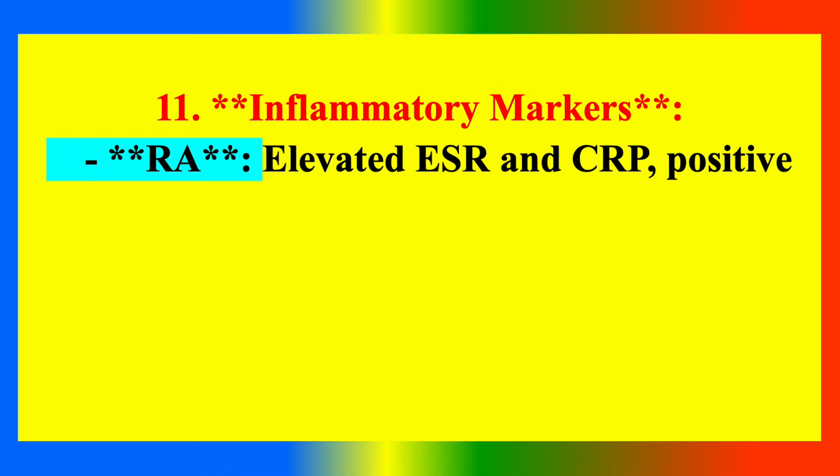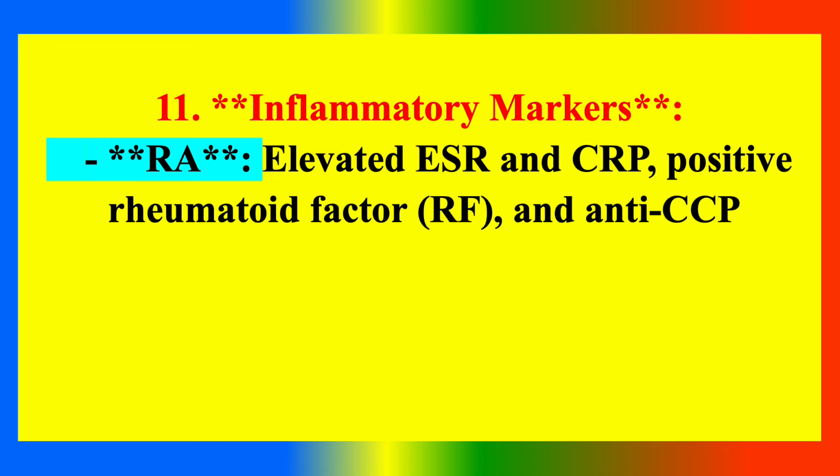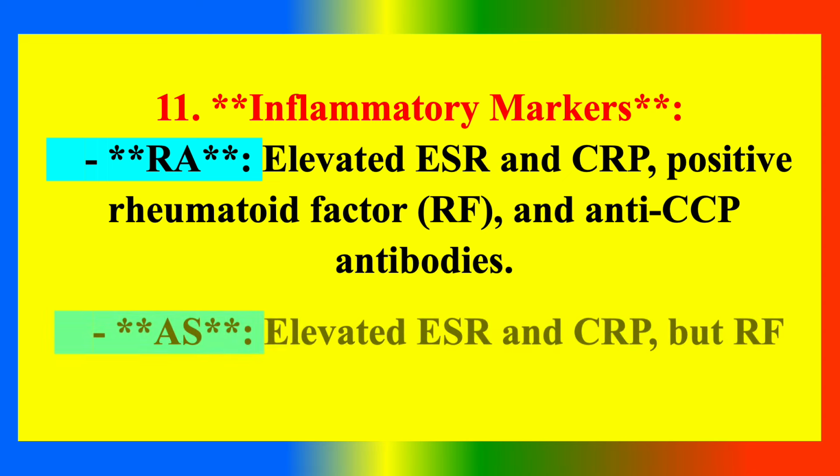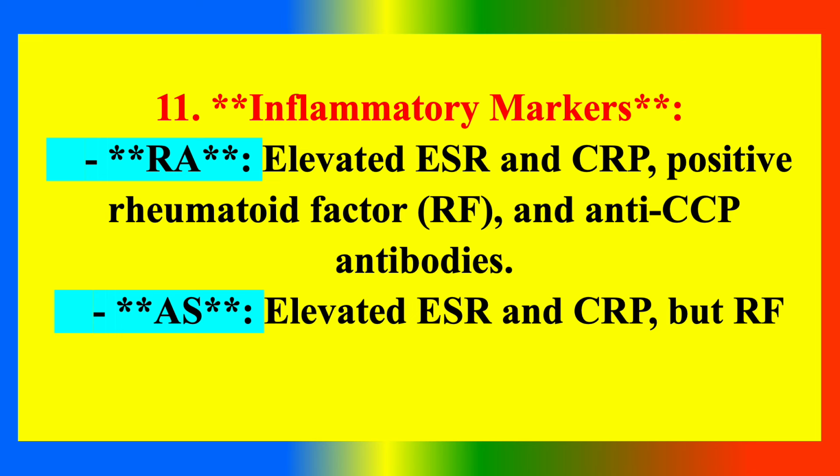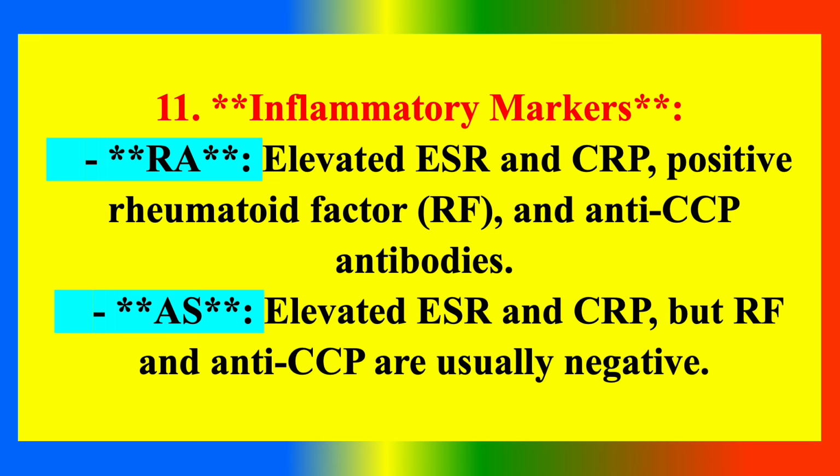Eleven, inflammatory markers. RA: elevated ESR and CRP, positive rheumatoid factor (RF), and anti-CCP antibodies. AS: elevated ESR and CRP, while RF and anti-CCP are usually negative.